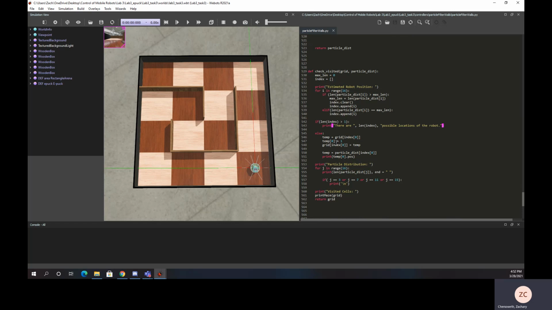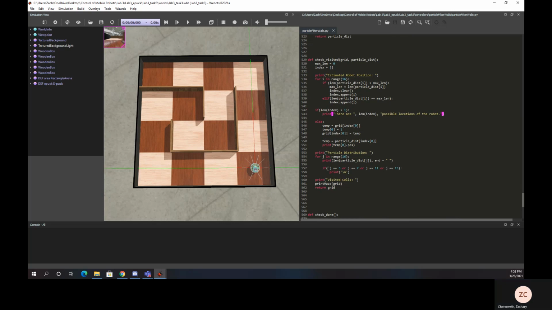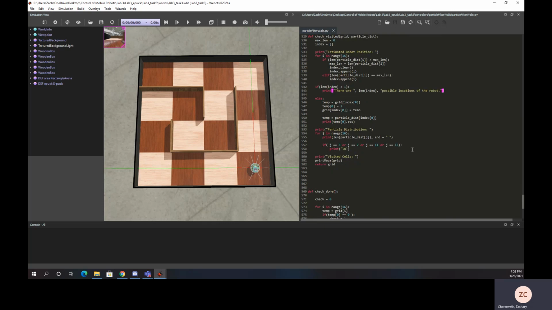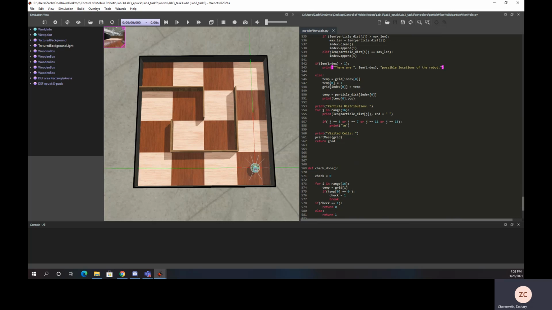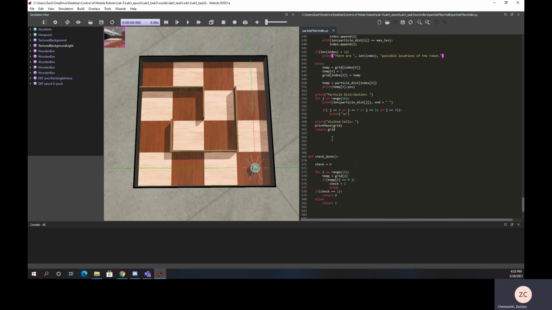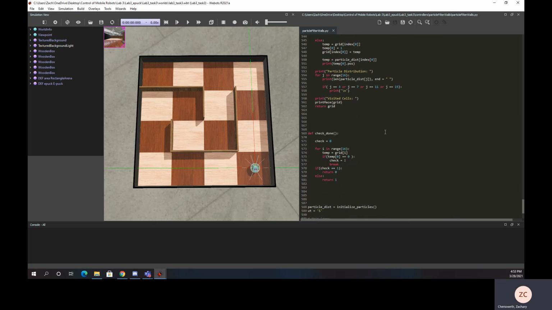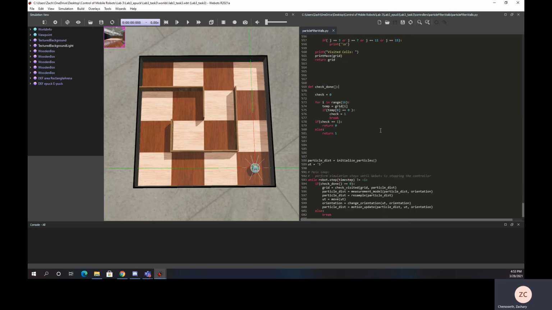Otherwise, it's going to actually print out the position, so the XY coordinate, as well as the cell number and the orientation. Particle distribution, so we can see the particles moving throughout as the robot's moving, and then the cell to see the visited cells. Check done is just going to go ahead and check and see if we have visited all the cells in order to stop the robot.